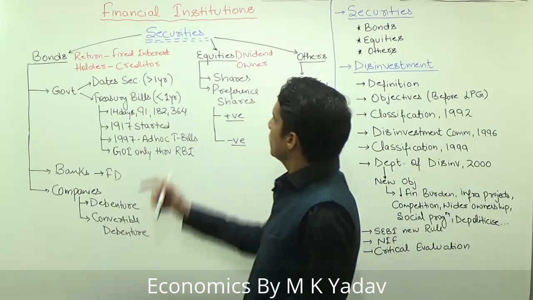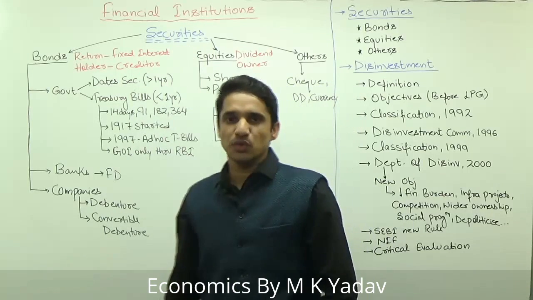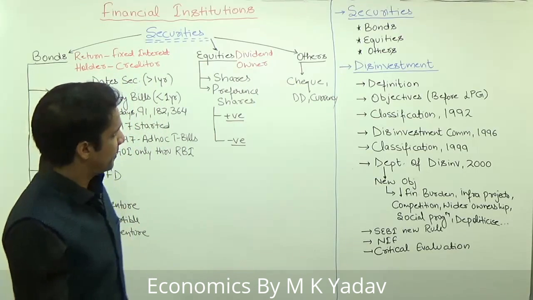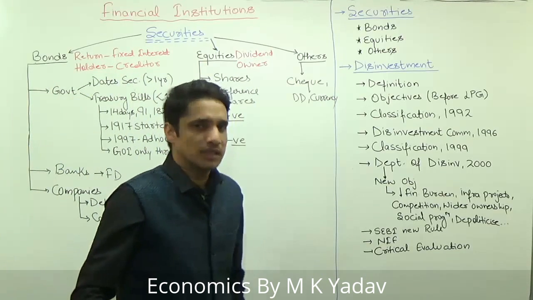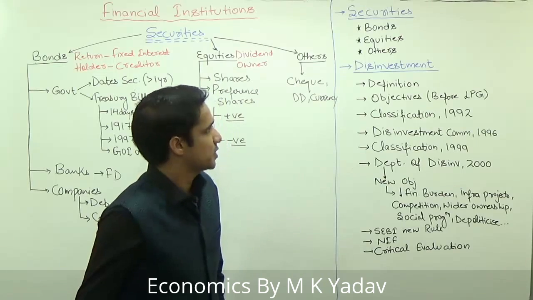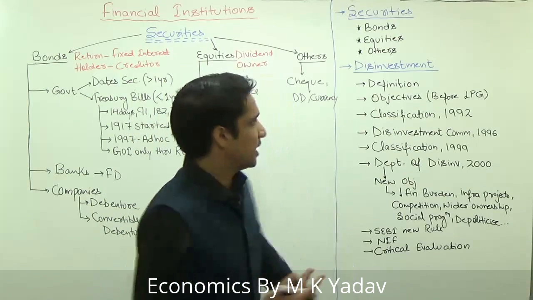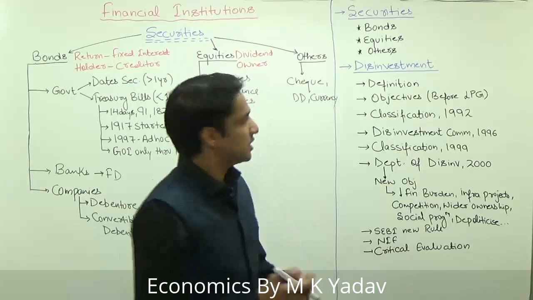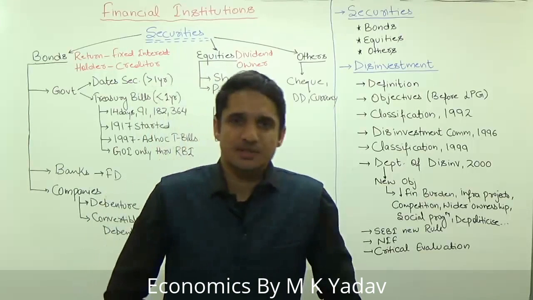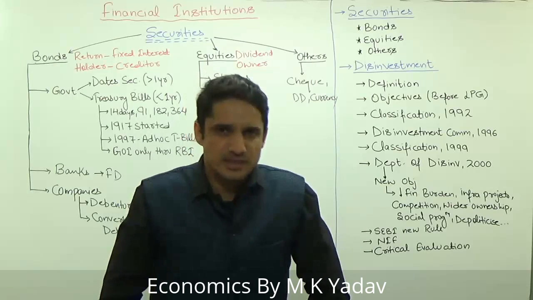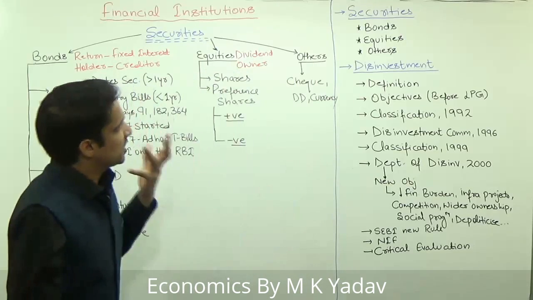Now, we will start the new unit, that is the financial institutions. Under financial institutions, we will cover two major topics. The first one is securities, and the second one is disinvestment. Disinvestment is nothing but the dilution of ownership of the government. It's a kind of shares only. Under securities, we will discuss bonds, then equities, and then other types of securities. First, we will discuss what is security.